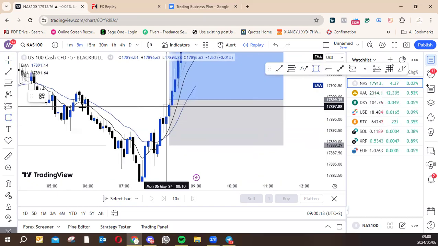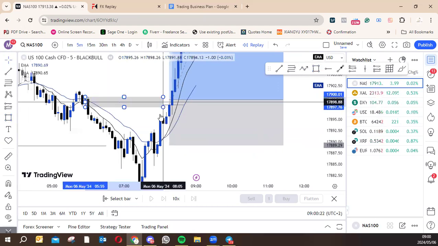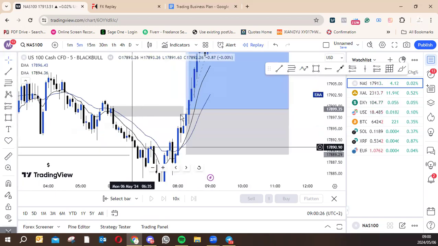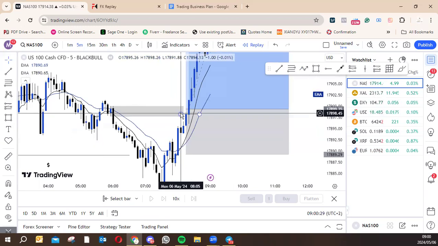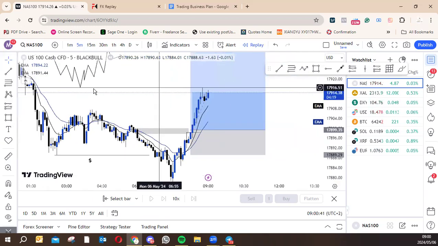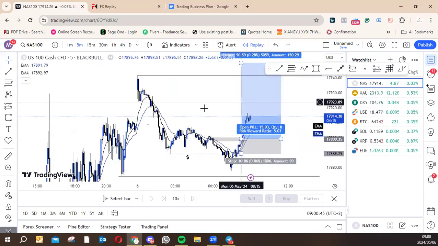You can see the reaction happened in the supply. That is exactly a change of character flip entry, because we're tapping the supply and the supply fails. If the supply fails, it means the market shouldn't go lower anymore, it should go higher, and demand is stepping in. For now, demand is in control. Let's hope it can stay in control until we reach my drawn liquidity.